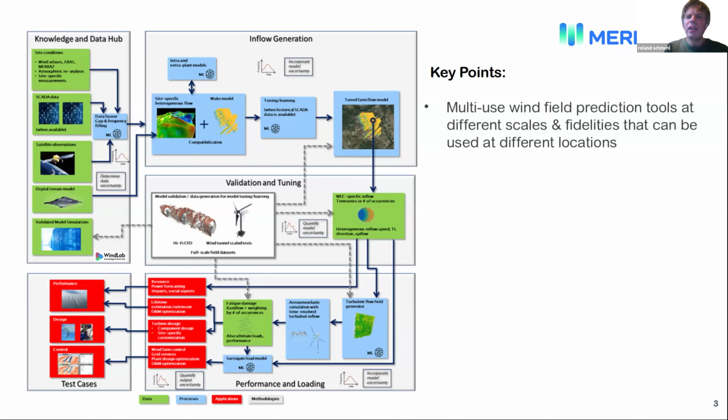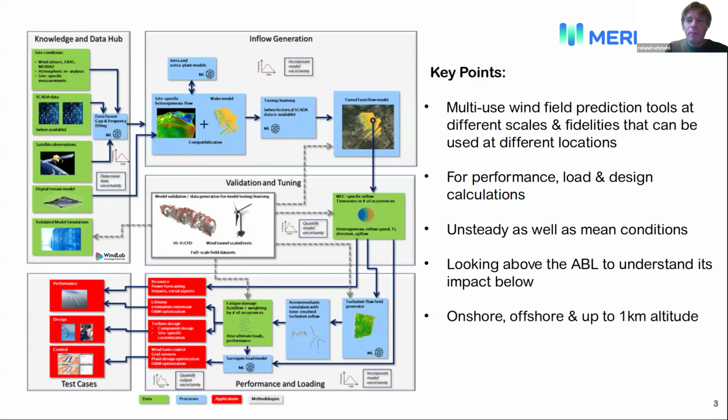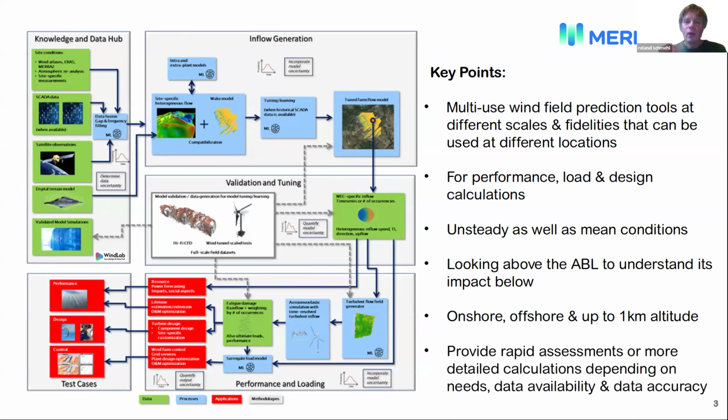fifth one. And the key point about the project is it's multi-use wind field prediction tools at different scales and fidelities that can be used at different locations. And as I mentioned, for performance, load, and design calculations. We look at unsteady as well as mean conditions, also turbulence, of course. And we look above the atmospheric boundary layer to understand its impact below, onshore, offshore, and up to 1 kilometer altitude. And the higher altitudes we explore with LiDAR, but also by using the kite as a sensor. And we provide rapid assessments or more detailed calculations depending on the needs, data availability, and data accuracy.